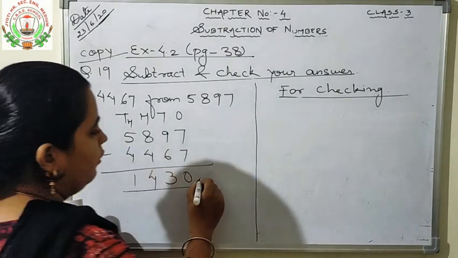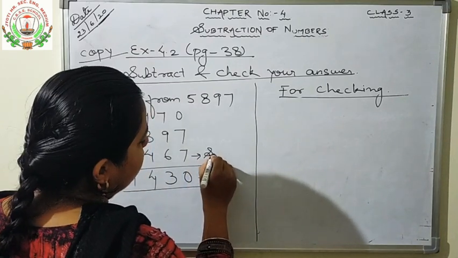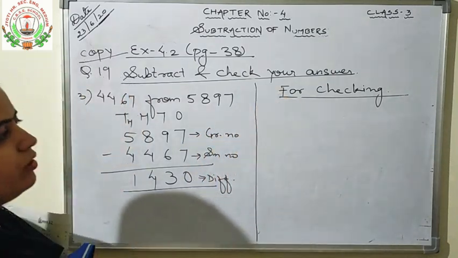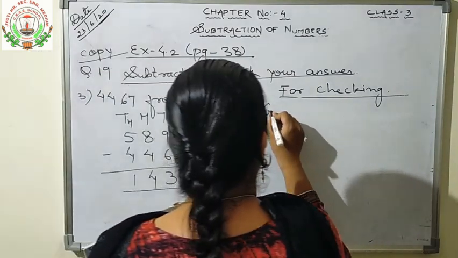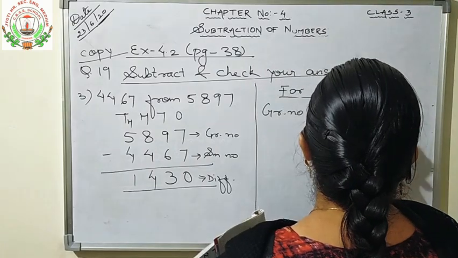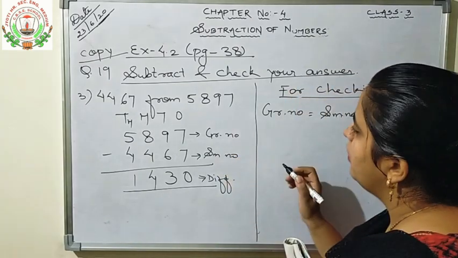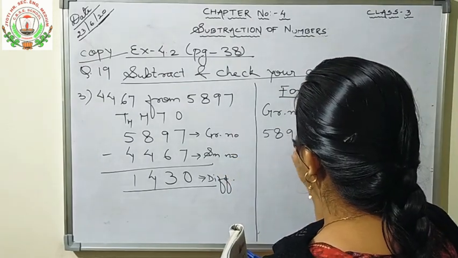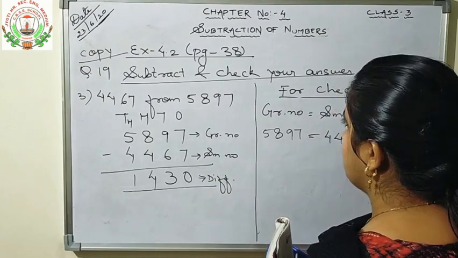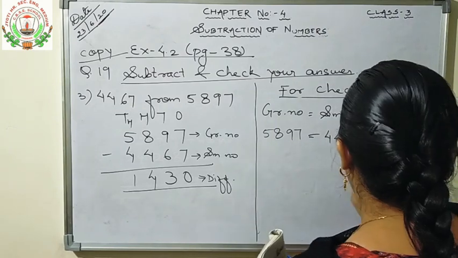So what is the answer? 1430. For your convenience, you can write here, this is difference, smaller number, greater number. Okay, and for checking, we will write here, greater number is equals to smaller number plus difference. So what is our greater number? Greater number is 5897 is equals to smaller number is 4467 plus difference is 1430.